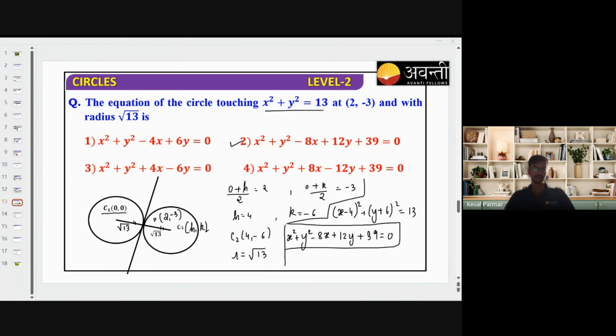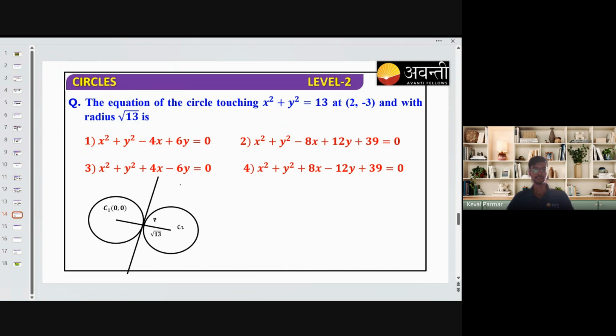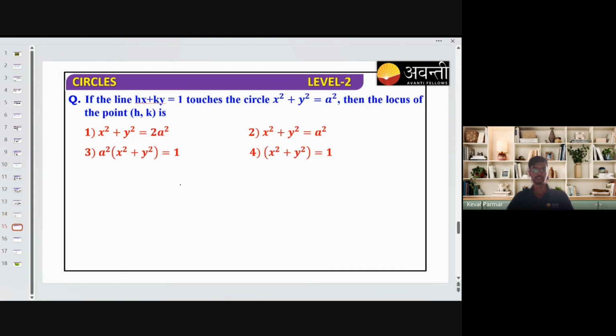Did you all got it? Yes or no, guys? Give me a thumbs up. Okay, super. Chalo. So such simple questions are also asked in JEE Mains, especially in JEE Mains. You can expect these kinds of questions, right? These questions are very famous, like relation between two circles. Let's see the next question. Chalo.